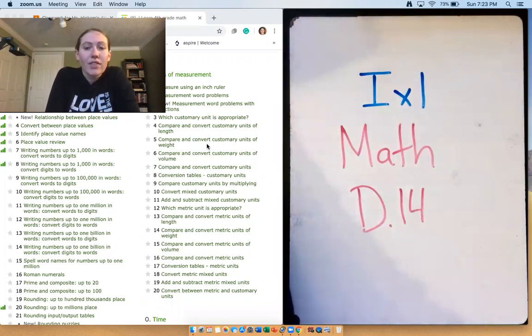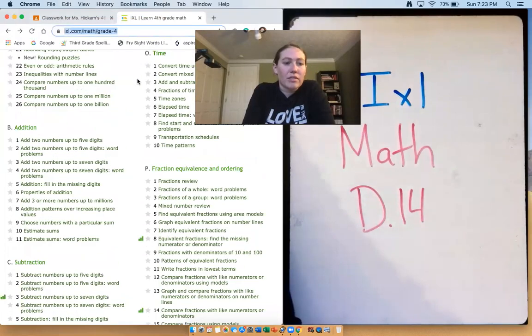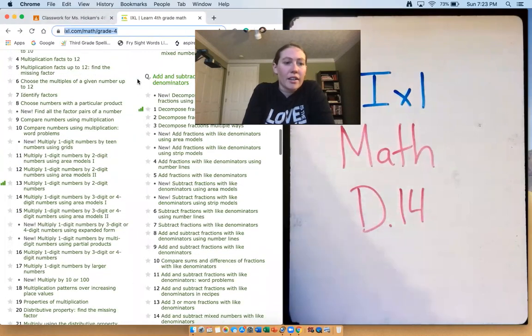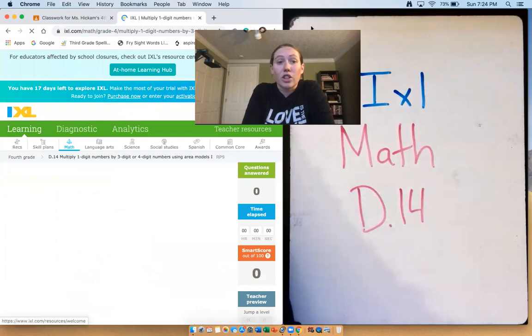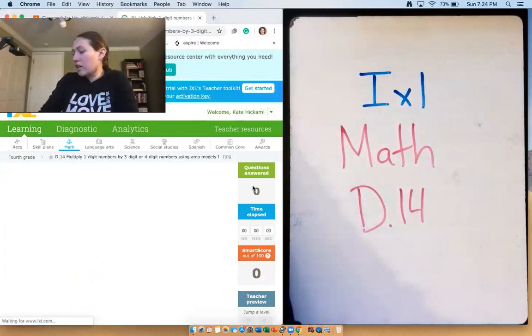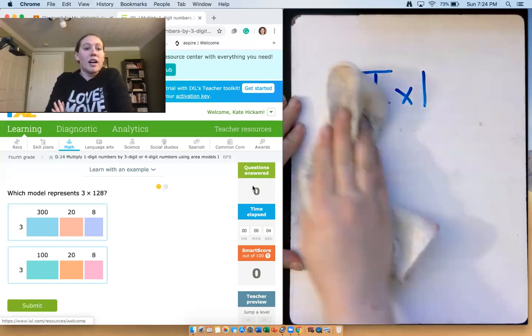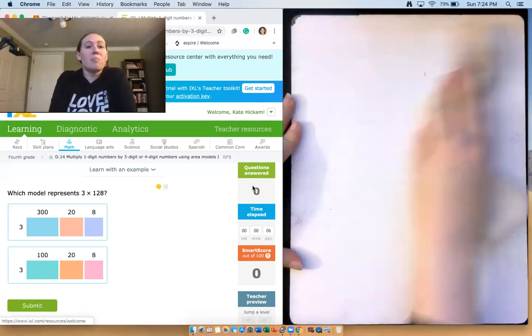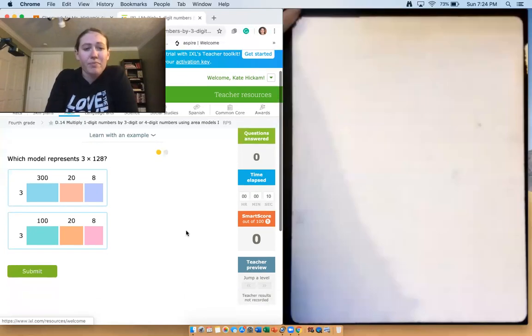The first one that we have is D14. So I have IXL pulled up over here. I'm going to scroll down to D and click on 14. Once again, you can also just click the link on your Google Classroom. Since these are randomly generated, you might have something different pop up on yours. So this skill is multiplying one-digit numbers by 3 or 4-digit numbers using area models.